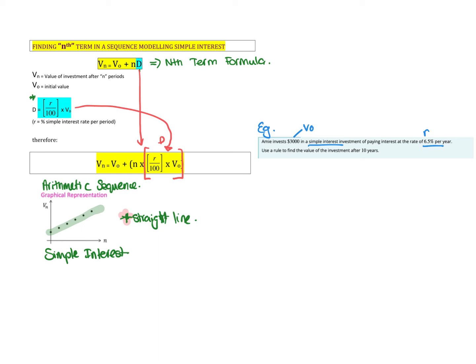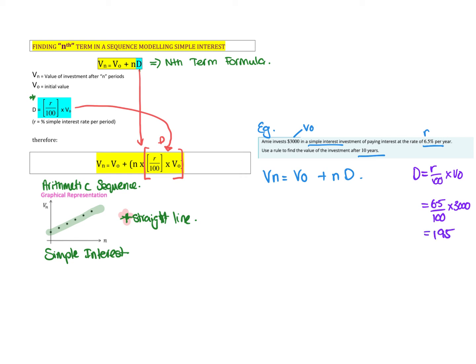Now, it says use the rule to find the value of up to 10 years. So we want to use the Vn rule. The Vn rule, I'll write it out here, is V0 plus n times d. On the side, I'm going to work out what d is, which is the rate over 100 times V0. So that will be 6.5 over 100 times the 3,000. And what does that end up being?